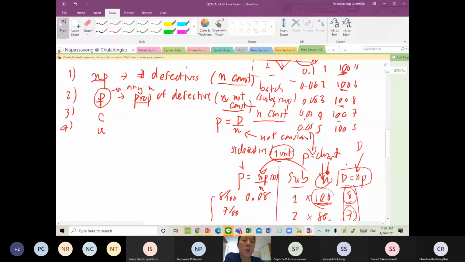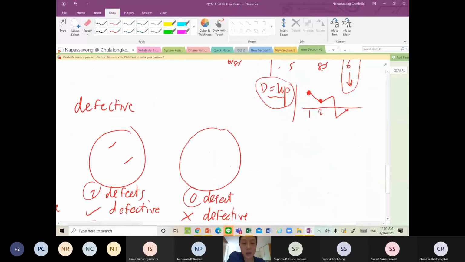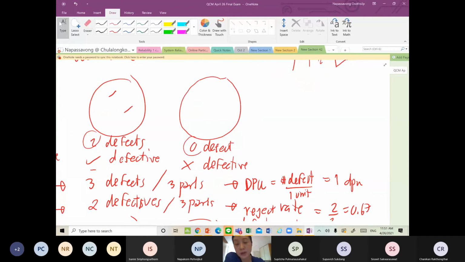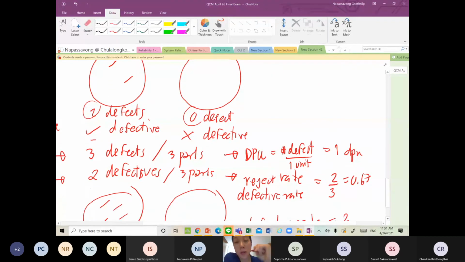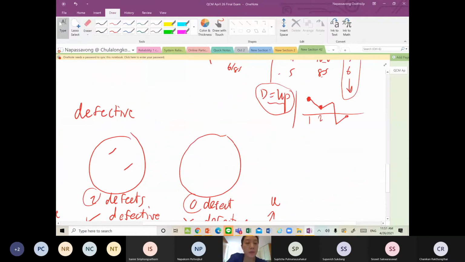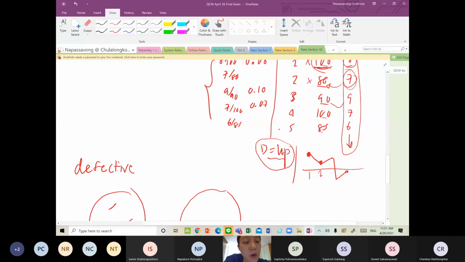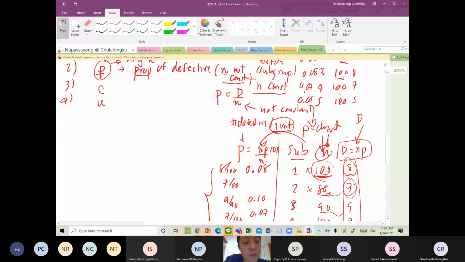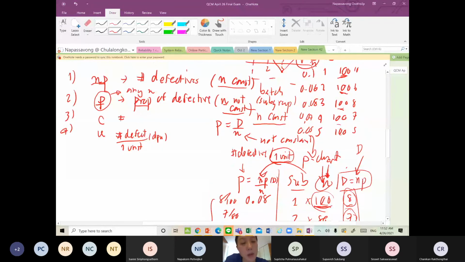Now we will consider defect rate. DPU, which we can call by another name, is just U. U means the number of defects over 1 unit, or we can call this DPU. But for C, we monitor the number of defects over n parts.